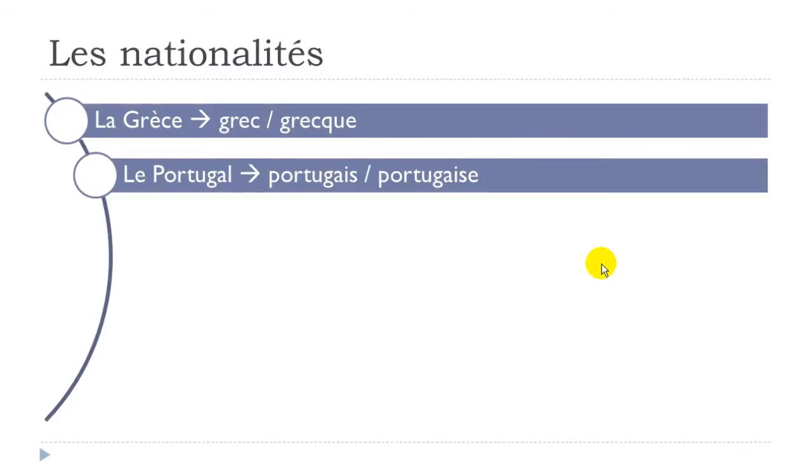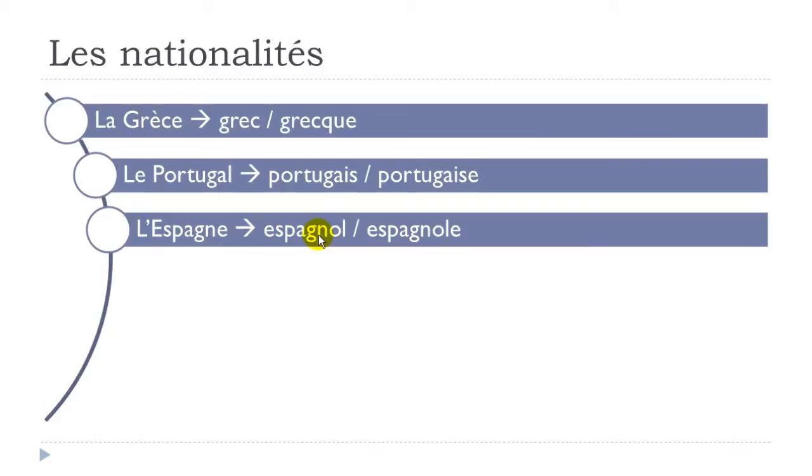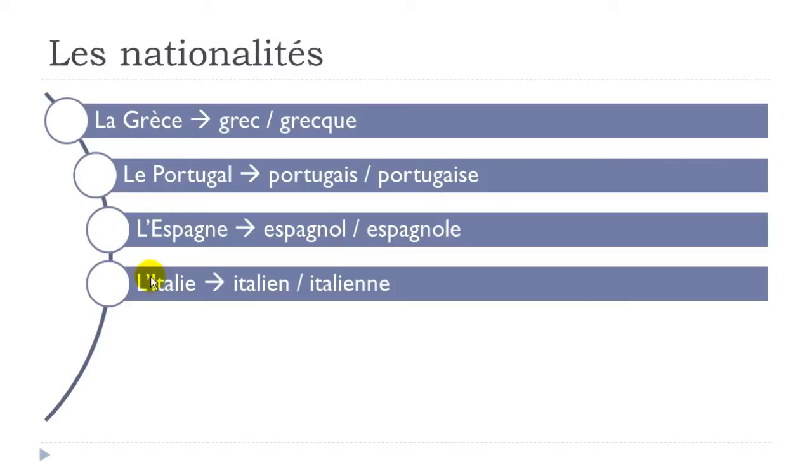And then, l'Espagne, espagnol, nye, nye, remember, espagnol. So you get this final E for the feminine form, but phonetically it's the same. L'Italie, italien, italienne. Remember, when you get this N followed by a double consonant like here, then you will have to open it. E, italienne. Okay?